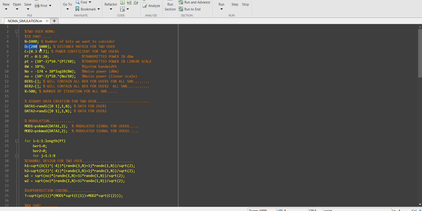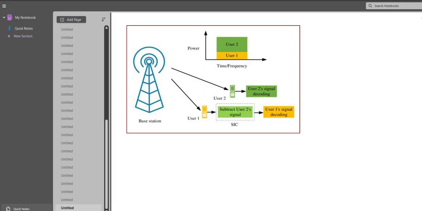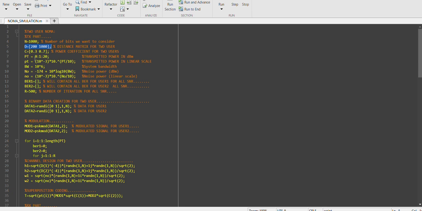Then we need to give the distance of the respective users. So here user 1 is close to the base station, so its distance is 200 meters, and user 2 is the farthest from the base station. Suppose its distance is 1000 meters. So here D is my distance matrix, which will contain the distances of user 1 and user 2.